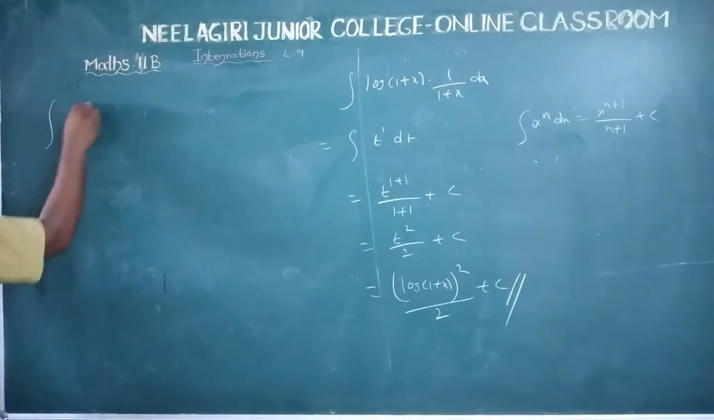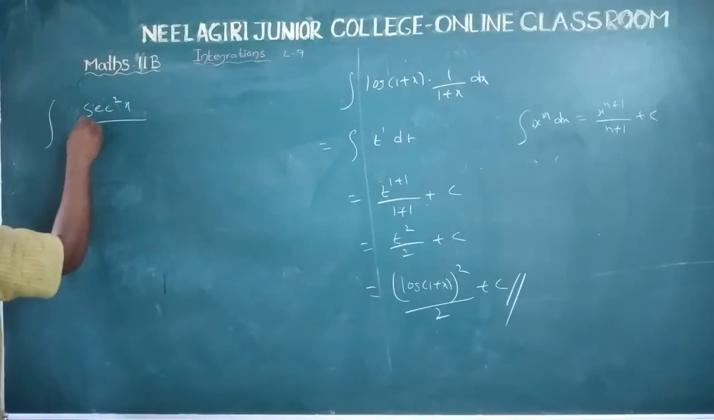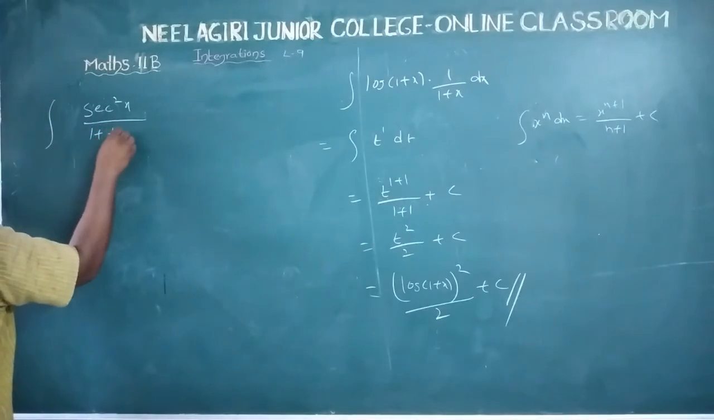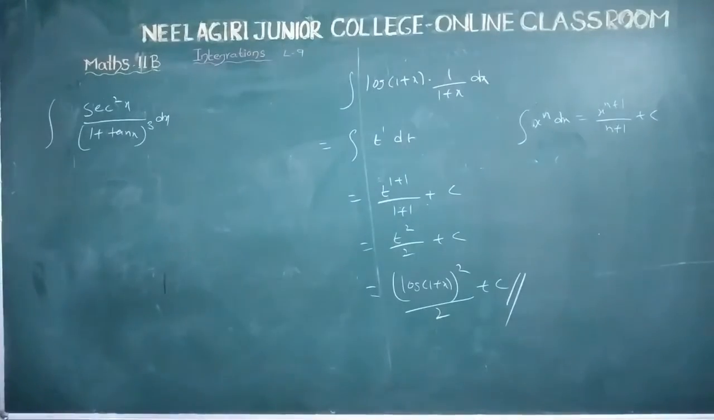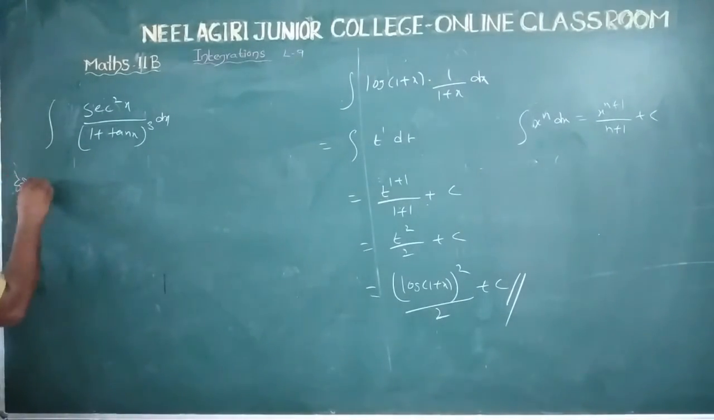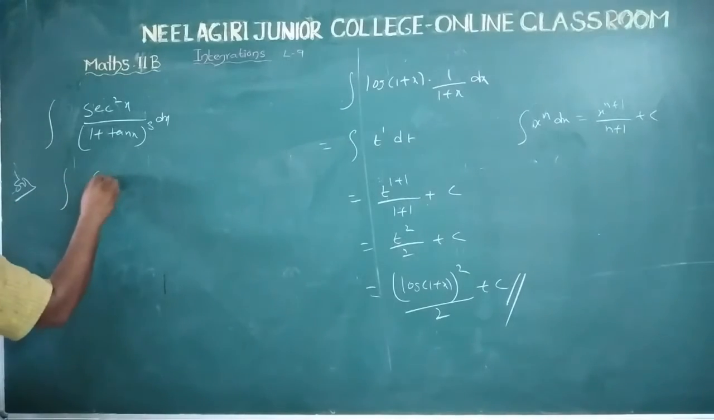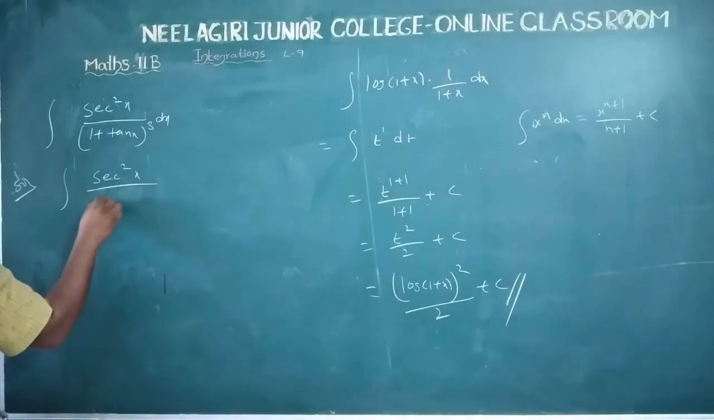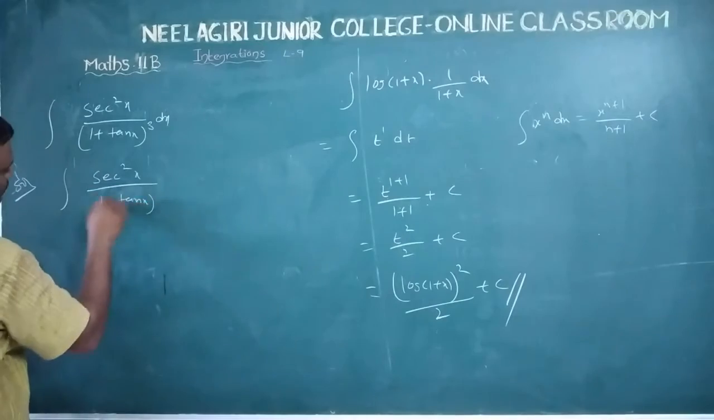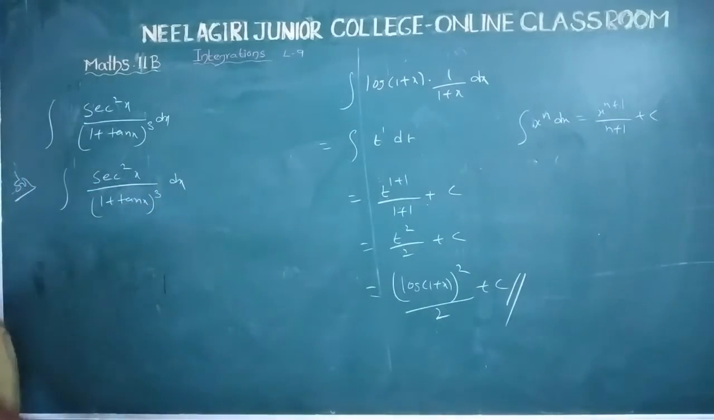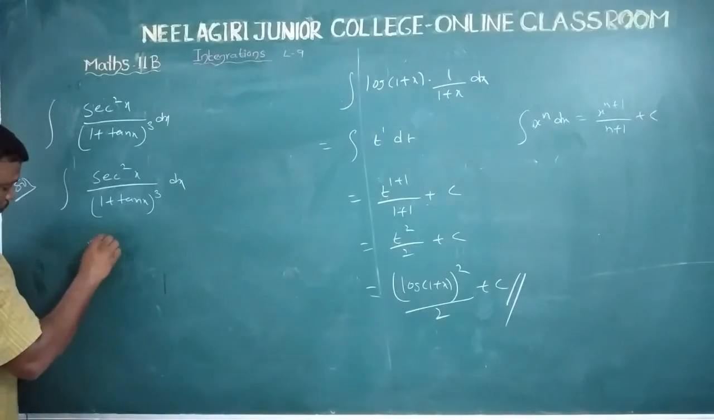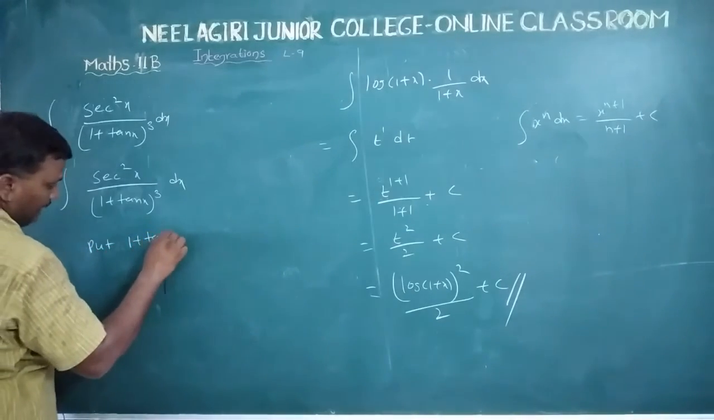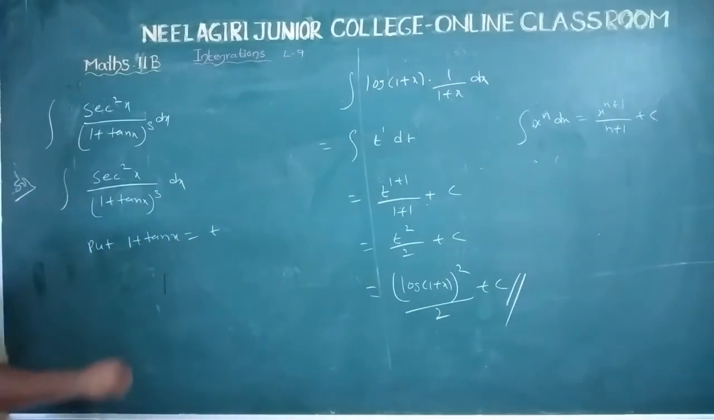Integration of sec square x by (1 plus tan x) whole cube dx. Use the substitution method. What is the substitution method? Put 1 plus tan x is equal to t.